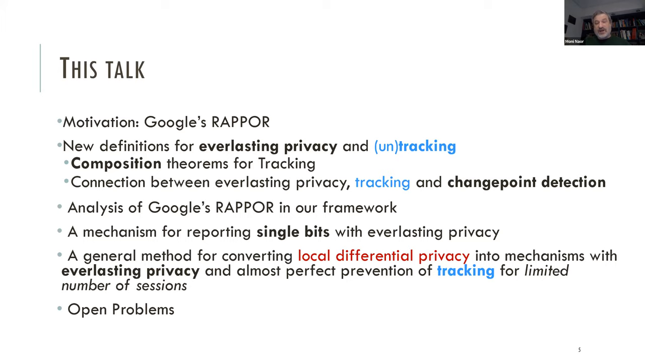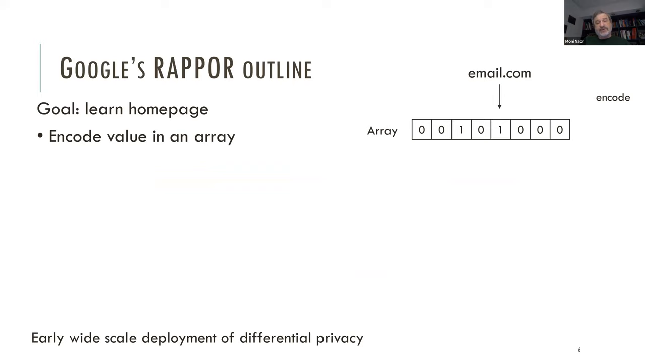Google's RAPPOR was really an early wide-scale deployment of differential privacy. It was one of the early examples of wide-scale deployment. And the goal there was indeed to learn all sorts of telemetry from your browser. For instance, the homepage is one of them.